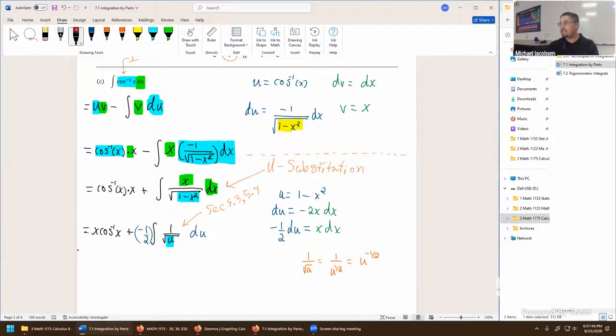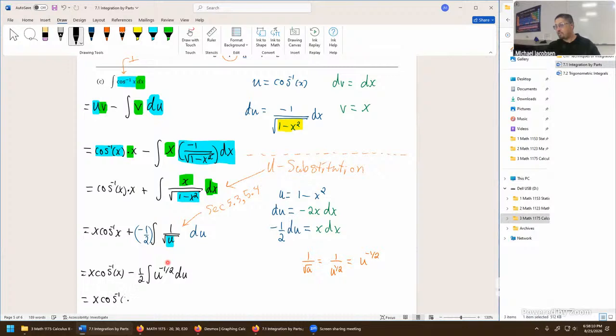So we rewrite this next as x cosine inverse of x. I'm copying up to this negative 1/2. And let's just write this in to show a paper trail in the notes of what we did here. U to the power negative 1/2 du. So now we're solving this one with the power rule in reverse.